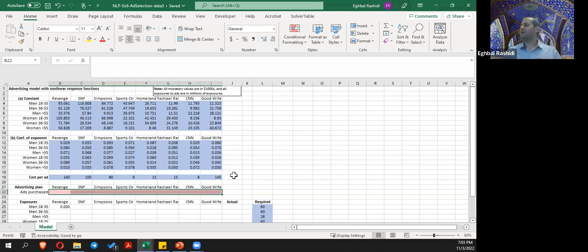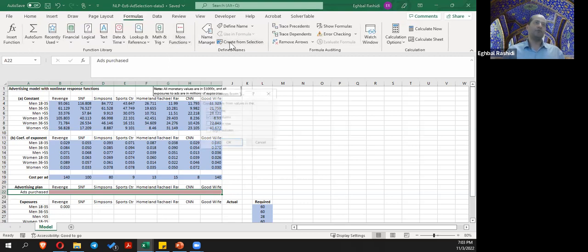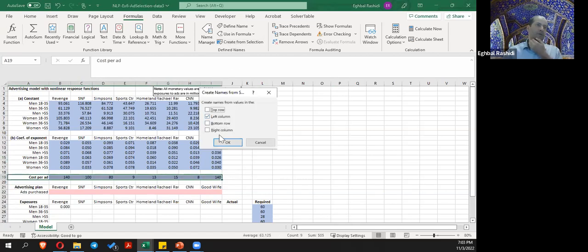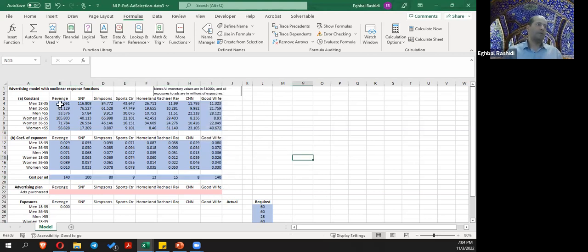So right now, the decision variable is how many ads. Assuming the exposure relationship is the function that we found, which is exponential, we're going to find the optimal ad plan, which is how many ads we should run on each different program. I'm going to use range names for this and also for the cost. So these are going to be the A's, and these are going to be the B's.